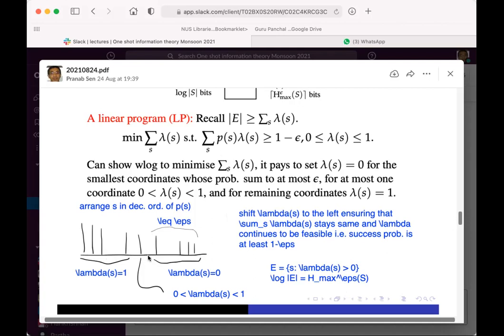So my code space, remember, I have to encode, of course, all the non-zero lambdas. So that's my code space E, and then log E becomes H max epsilon. Okay. So note that this argument also shows that if I go one level higher up, like if I add this S0 to my tail, then I will overshoot epsilon.